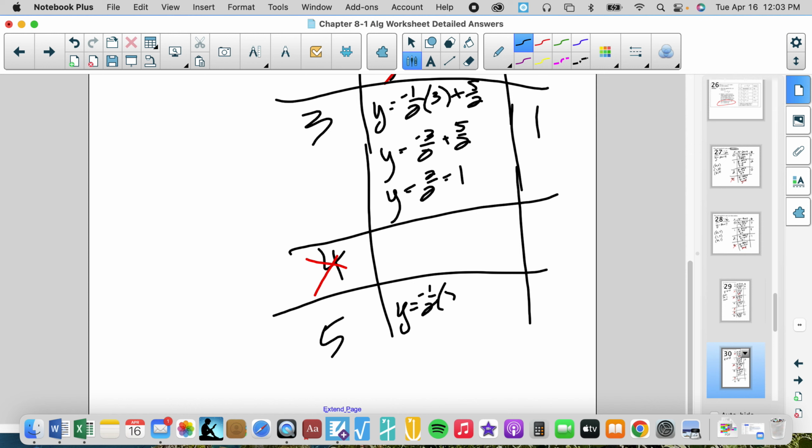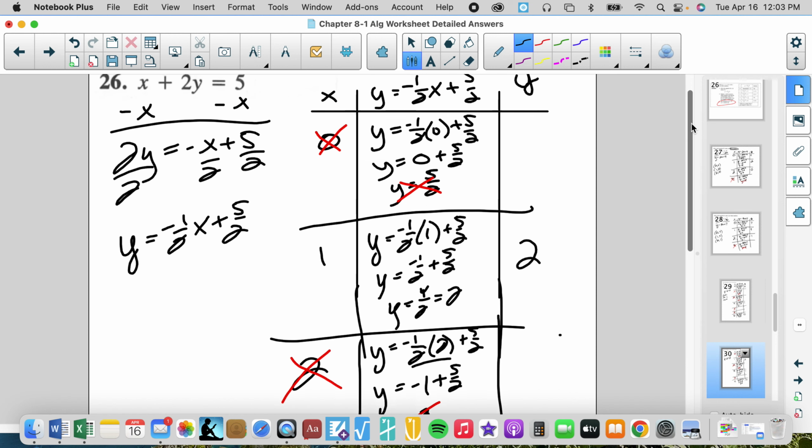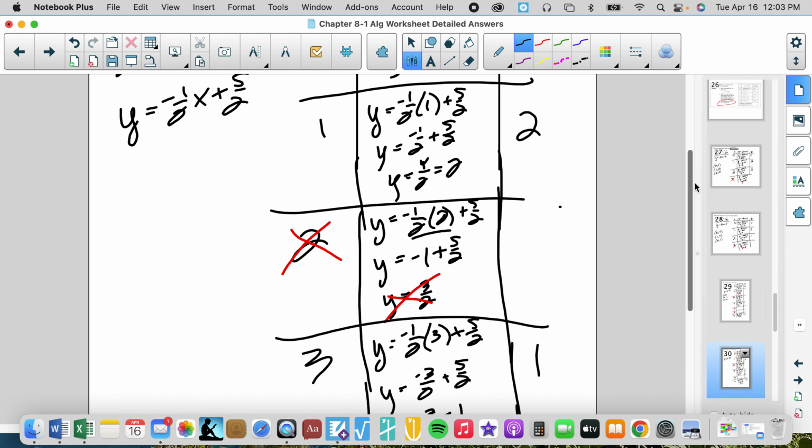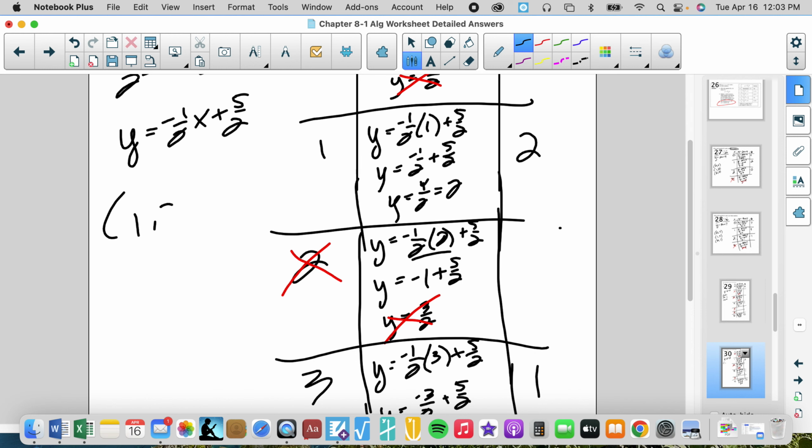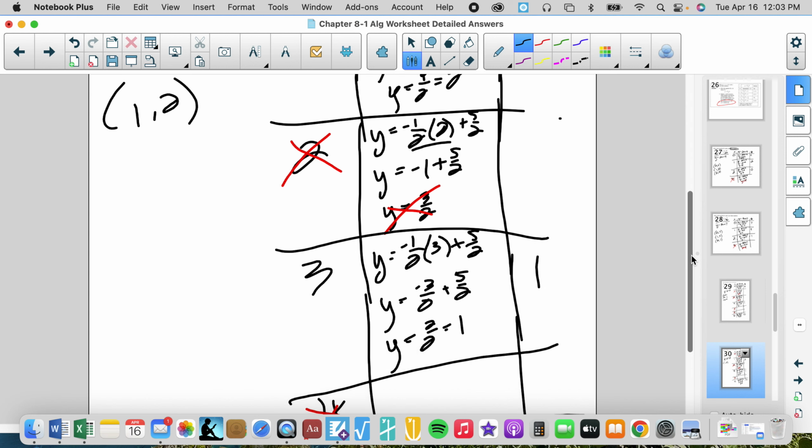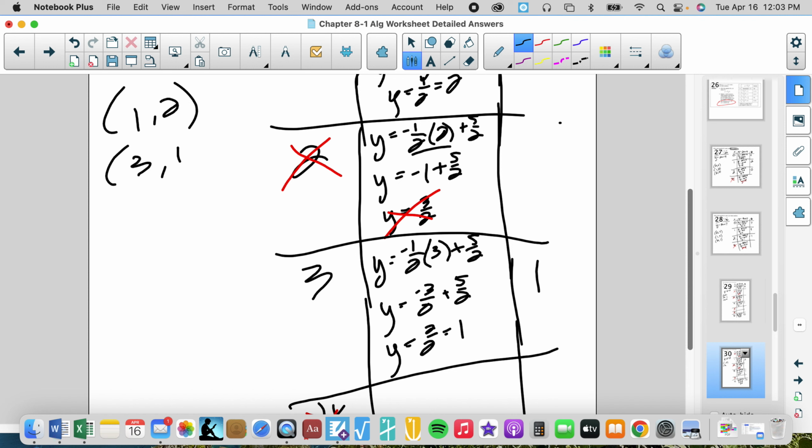Negative 1/2 times 5 plus 5/2. Y equals negative 5/2 plus 5/2, which gives you 0. And we don't keep going because anything greater, let's say we do 7, we're going to get into negative, and that wouldn't be whole numbers. So we have 3 solutions. We have 1, 2. We have 3, 1. And we have 5, 0. Yeah, pretty cool.